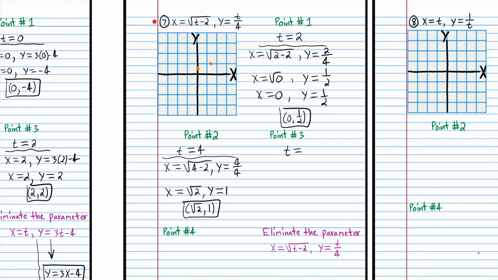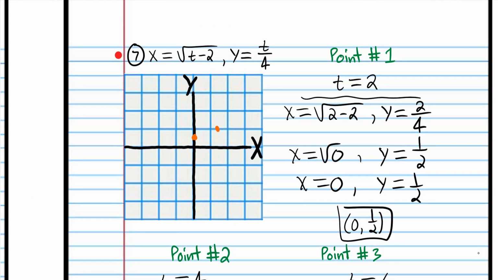Now let's try t is equal to 6. So x would be equal to the square root of 6 minus 2, and y would be equal to 6 over 4. So x is equal to the square root of 4, y is equal to 3/2. And we can obviously see that x is going to be 2 and y is 3/2. So let's plot that. That's going to be about there.